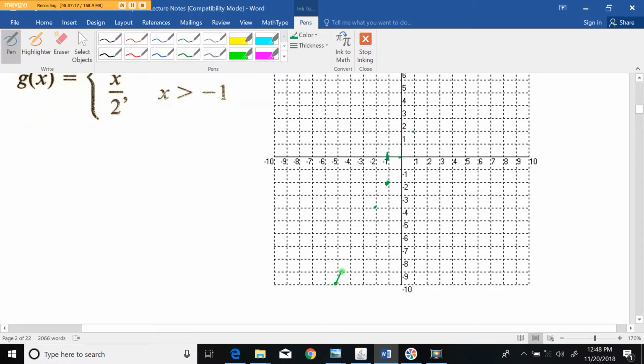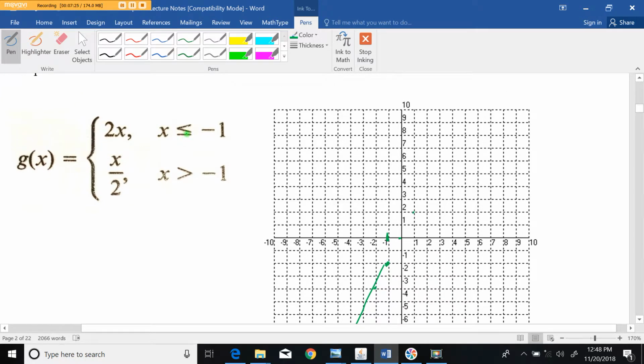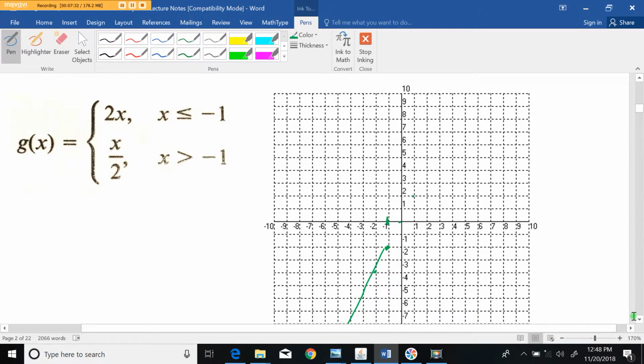It's a linear function, so it looks something like this. Now, right at negative 1, where we have equality, the function is equal to 2x. So the way we say that on the graph is we put this circle here. That's called a closed circle or a closed dot.